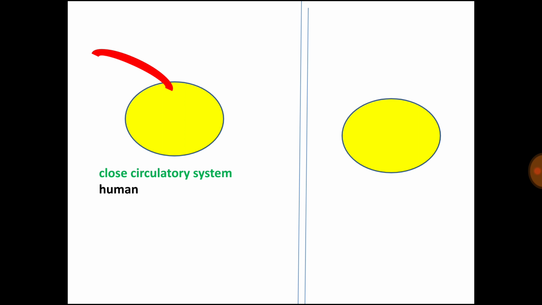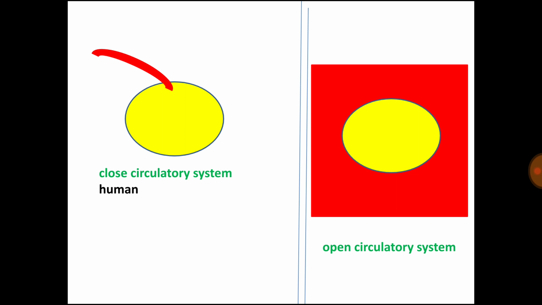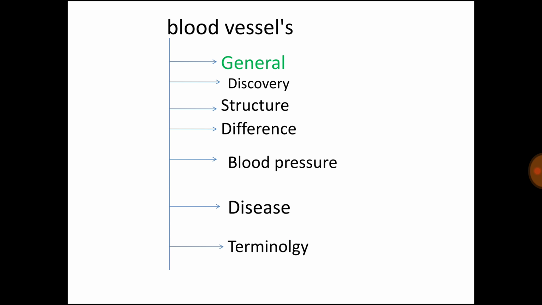When an organ is supplied by special tubular structures, these are known as blood vessels, and this system is known as a closed circulatory system, present in humans. If the organ is supplied directly by the blood, this is known as an open circulatory system, found in Arthropoda and reptiles.